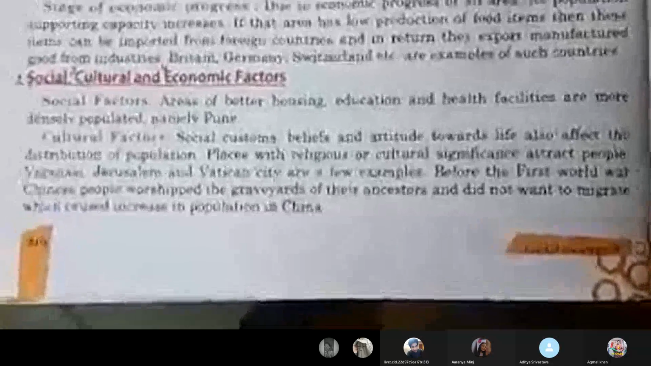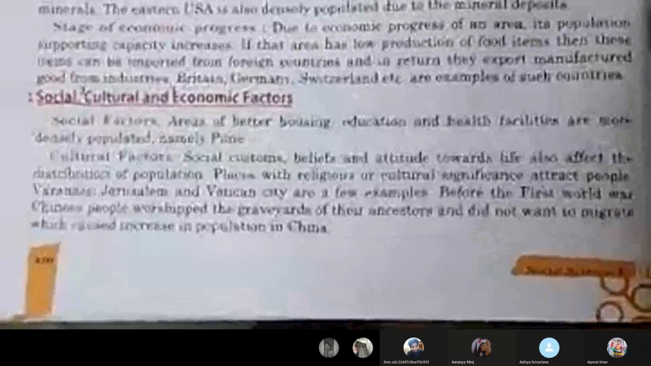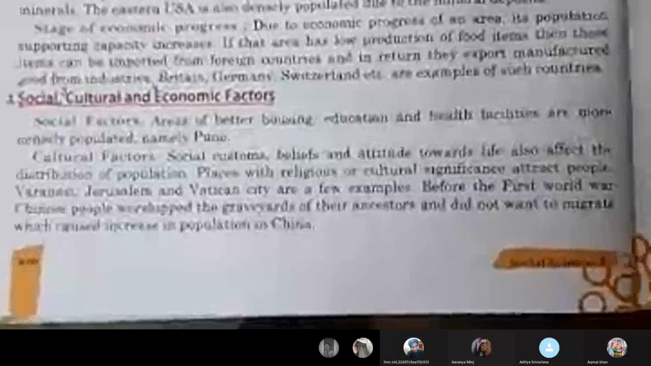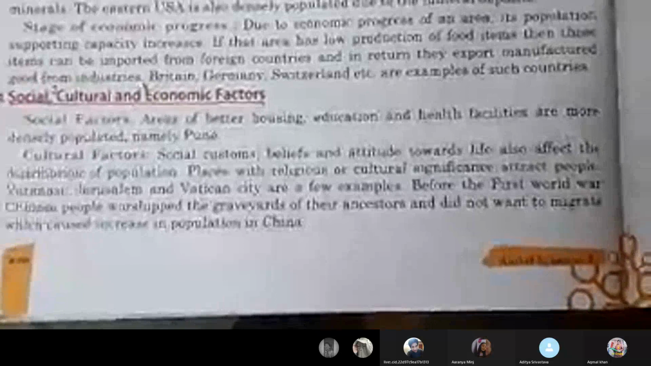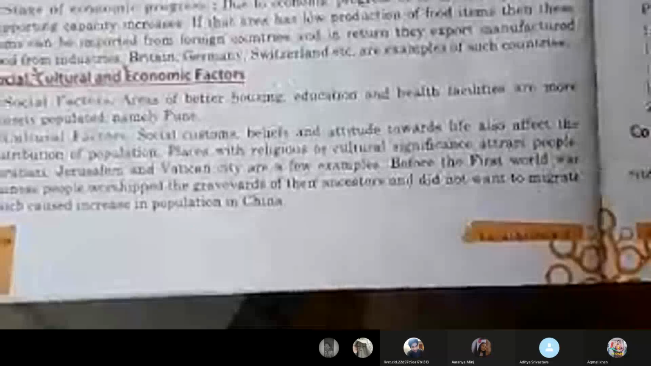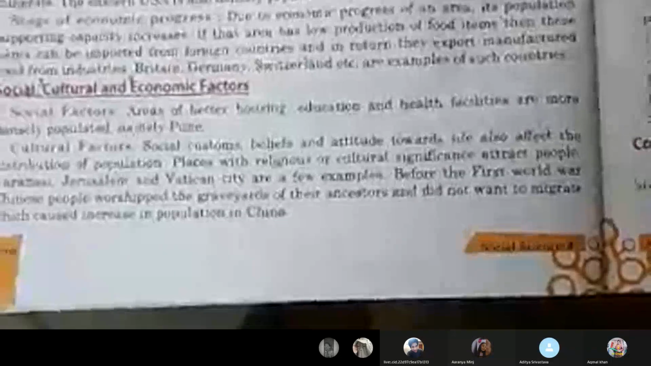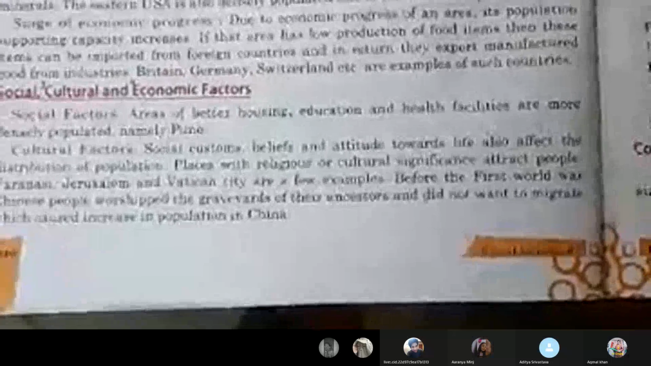Then we come on to the cultural factors. Now, social customs, beliefs, attitude towards life also affect the distribution of population. Like places with religious or cultural significance attract people, like Varanasi, Jerusalem, Vatican City are a few examples. Before the First World War, Chinese people worshipped the graveyards of their ancestors and did not want to migrate, which caused increase in population in China.